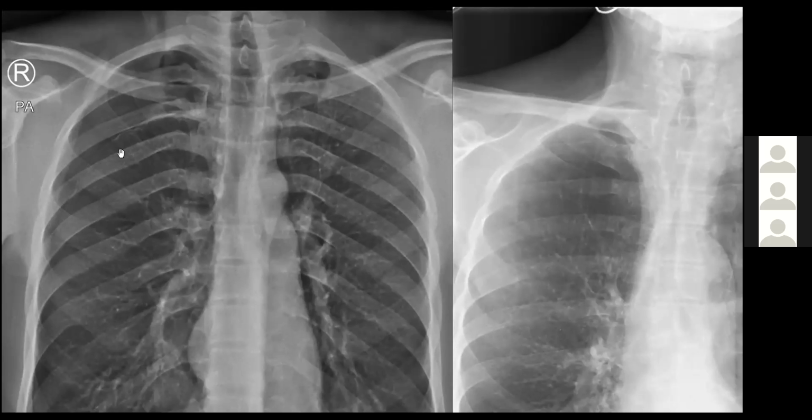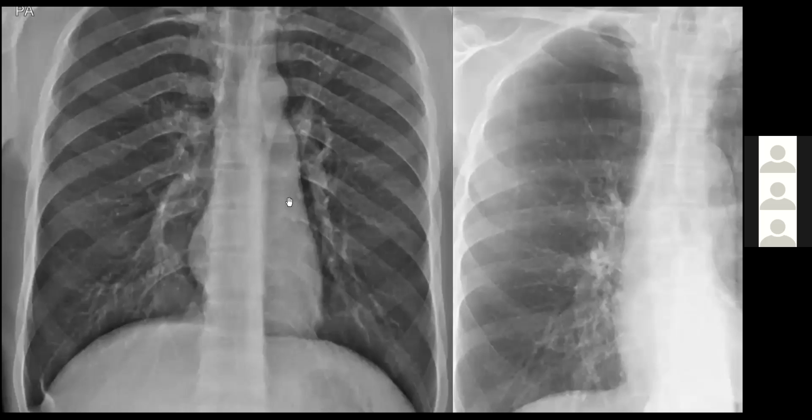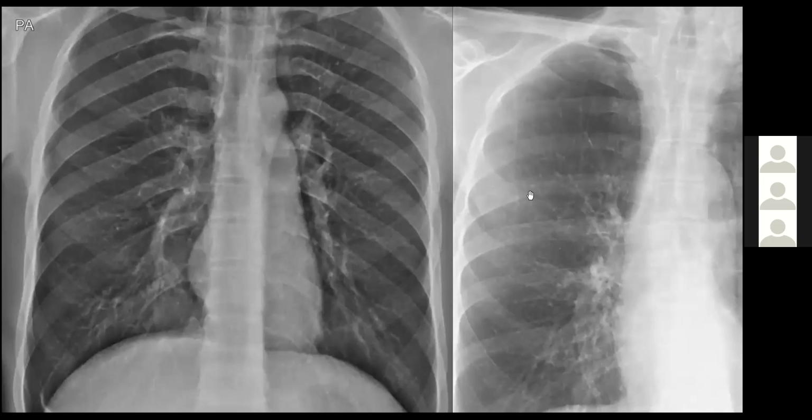So our diagnosis will be pneumothorax, but we need to know whether it is spontaneous, primary or secondary, or tension pneumothorax. So we take help of other things in the X-ray. We look at the tracheal shift. The trachea is central, the mediastinum is normal, and there is no significant collapse of the lung. The patient is stable. So this is a case of primary spontaneous pneumothorax.